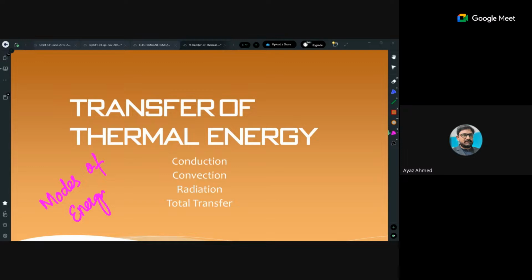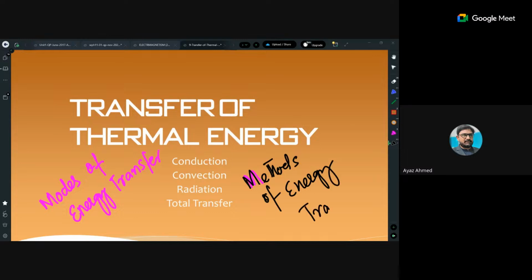Modes of energy transfer, or simply you can say the methods of energy transfer. So both are actually the topics which are available in the market, the methods of energy transfer. So here are some methods of energy transfer which I have enlisted. It's a very short topic, but we have to focus on a few aspects.